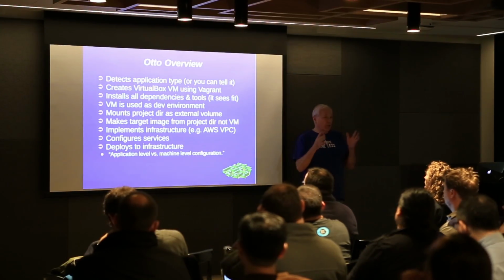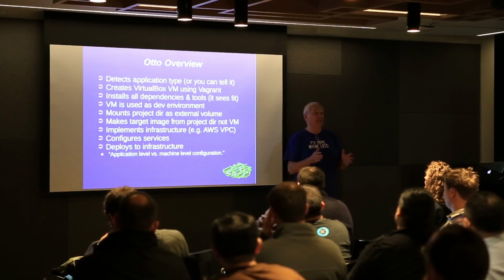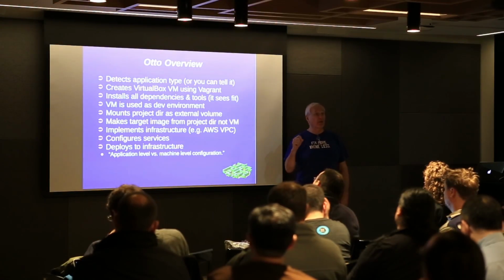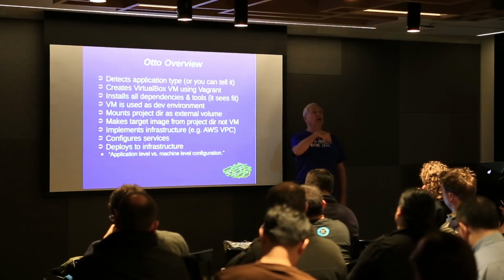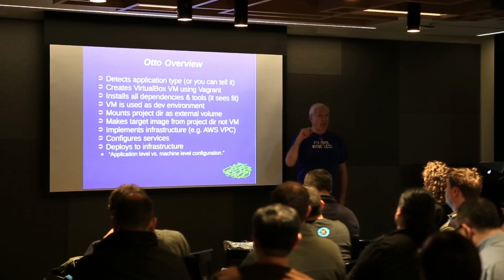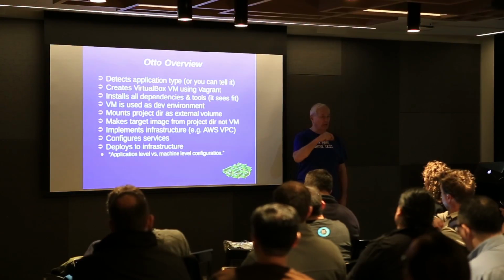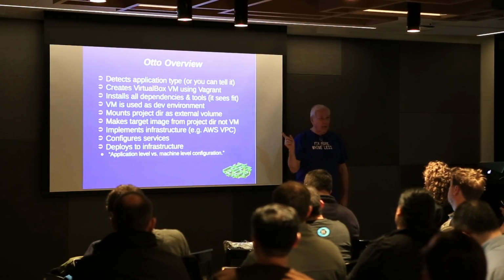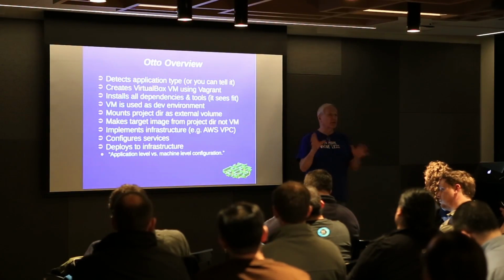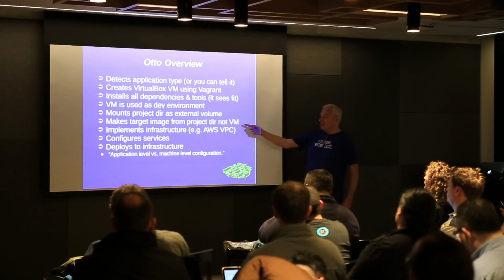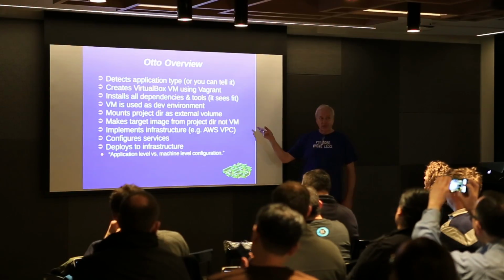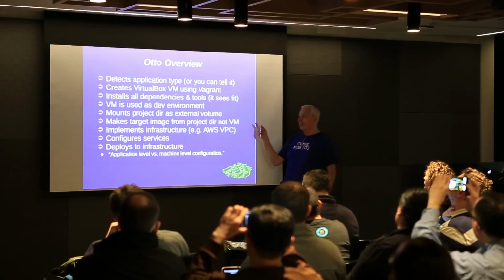The VM is used as the development environment where you do stuff, and what it does is you start in Otto with a project directory on your laptop basically, and when you start the VirtualBox VM via Vagrant, it does an external volume mount back into that project directory so that the code files are shared between the VM and your project directory. All the downstream work does not come from the VM, it comes from the project directory. The VM is basically just for you to play around and do the development work in. It makes a target image from your project directory, not from the VM. There's no attempt to do export of virtual machines or anything like that.